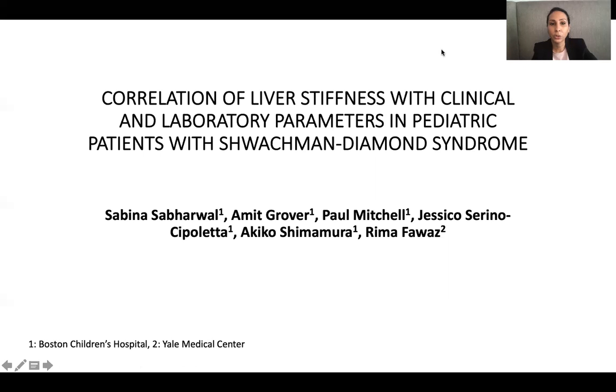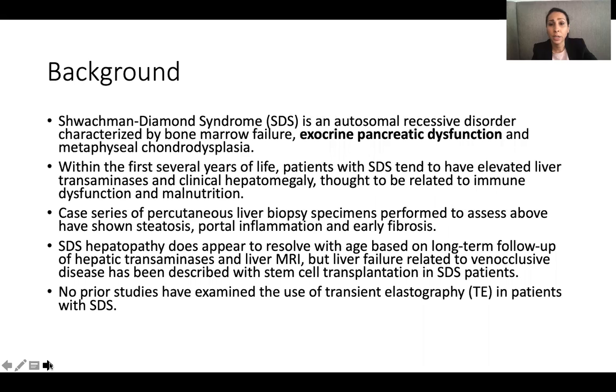The title of our poster is Correlation of Liver Stiffness with Clinical and Laboratory Parameters in Pediatric Patients with Shwachman-Diamond Syndrome. SDS is an autosomal recessive disorder characterized by bone marrow failure, which can lead to malignancy, exocrine pancreatic dysfunction, and metaphyseal chondrodysplasia. Within the first several years of life, patients with SDS tend to have elevated liver transaminases and clinical hepatomegaly, which is thought to be related to immune dysfunction and malnutrition.